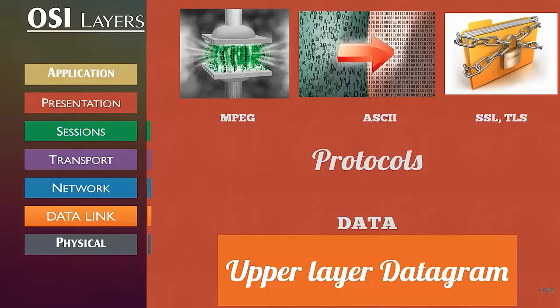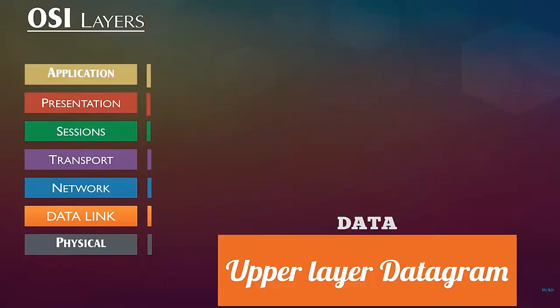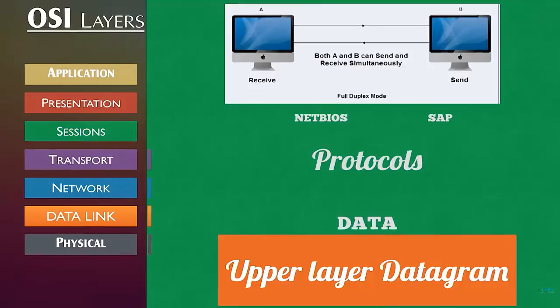Next up is layer 5 of the OSI reference model, that is the session layer. The session layer is responsible for establishing, controlling and terminating sessions between two computers. A popular protocol is NetBIOS or SAP. Your data in this layer is also known as the upper layer datagram.